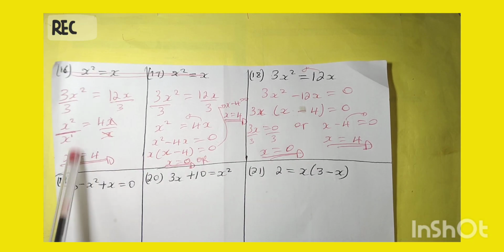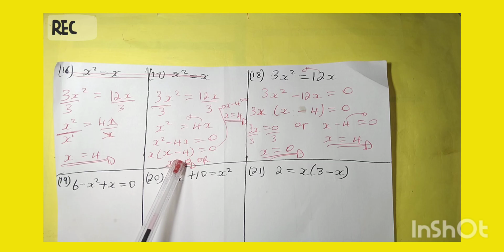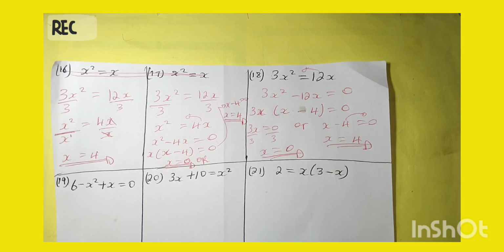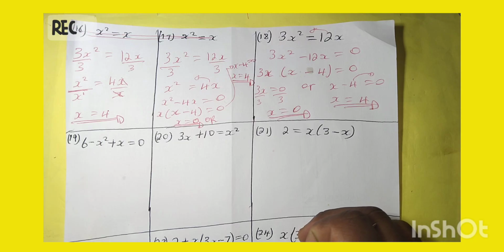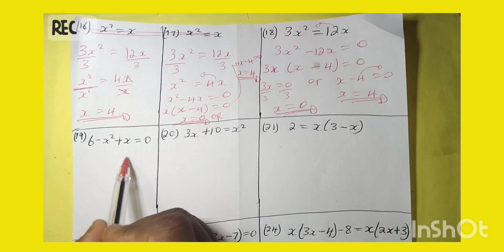But for this one, the problem is that you won't get the answer for 0. Do you see? So guys, it's important for you to know how to factorize. Just revise your factorization. Do you see? Then what about this one?